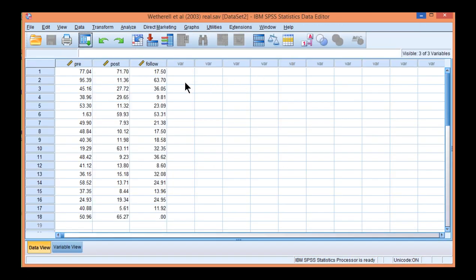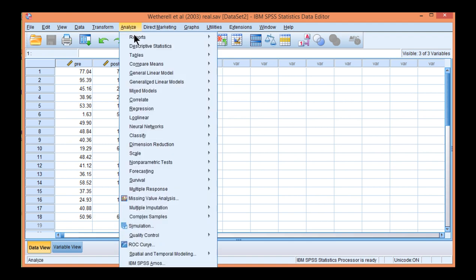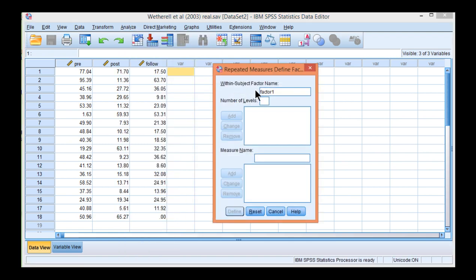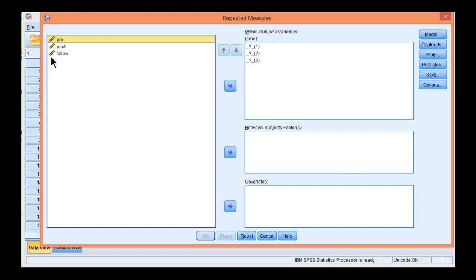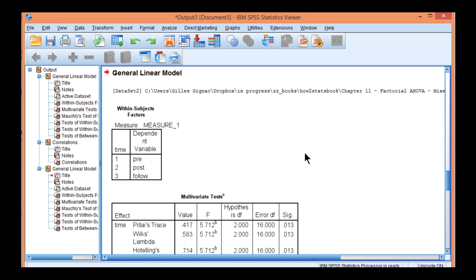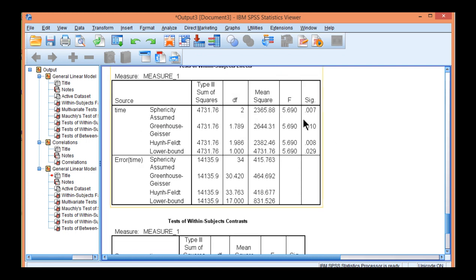So let's look at the data that I call real, because these correspond exactly to the results reported by Wetherell et al. So if I go into Analyze, General Linear Model, Repeated Measures, Time, 3, Define, put pre, post, and follow-up, I get an F value of 5.69, which is lower than the previous ANOVA. It's still statistically significant with 2 and 34 degrees of freedom. This is what you'll find in the Wetherell et al.